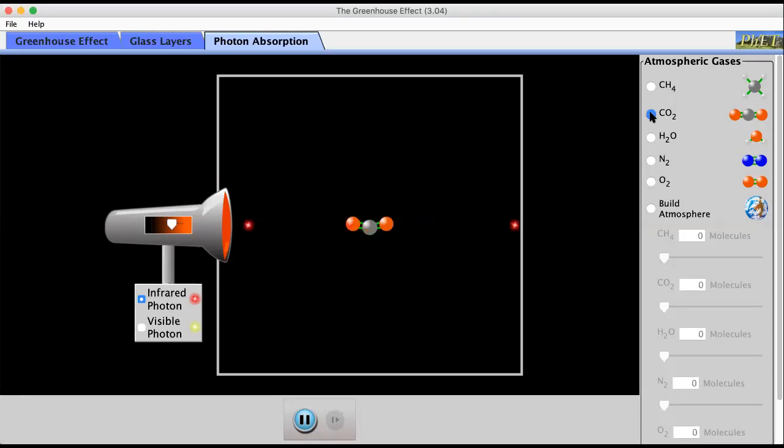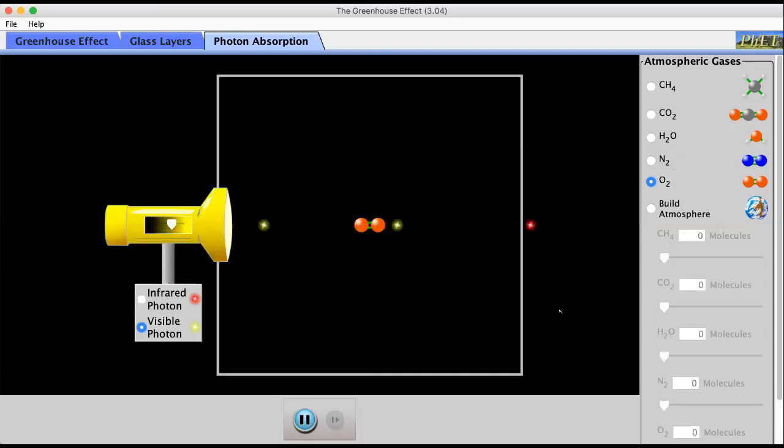We can jump to some other molecules such as CO2. Again, we see some of the infrared make it shake. Water, again, shakes a little bit sometimes, actually a lot of times. N2, so this is nitrogen gas, no reaction at all. Now let's do O2, oxygen gas. Again, no reaction at all.